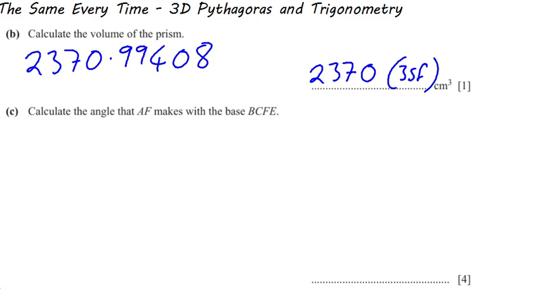They're not telling us to round in a particular way, so we go with what it says on the front of the paper, which for a Cambridge is 3 significant figures, or a sensible degree of accuracy if it does not say on the front of the paper.